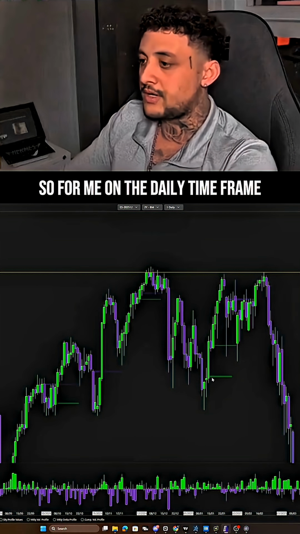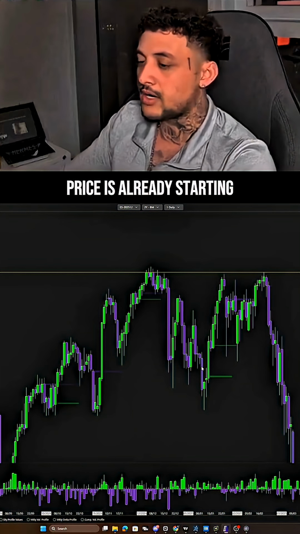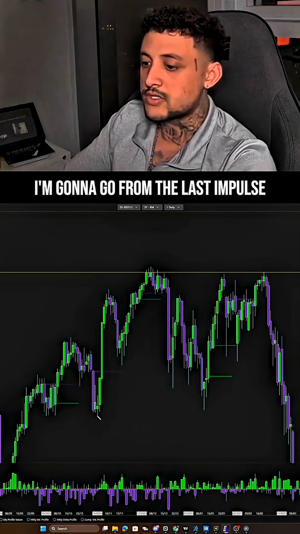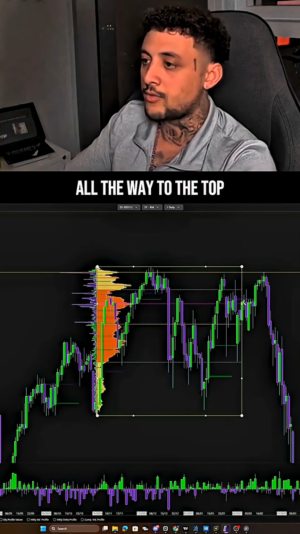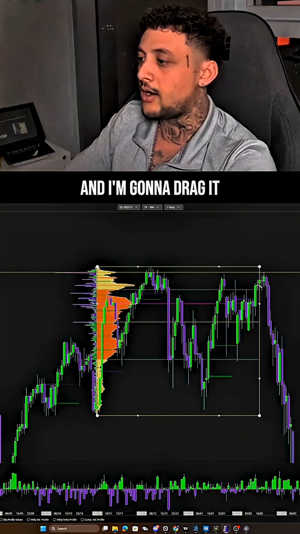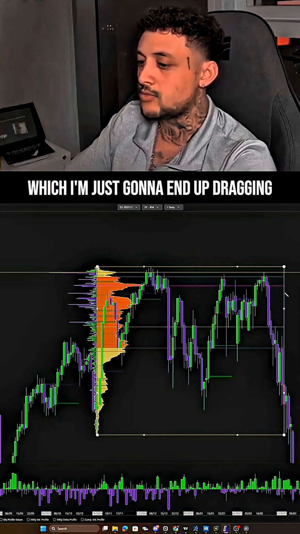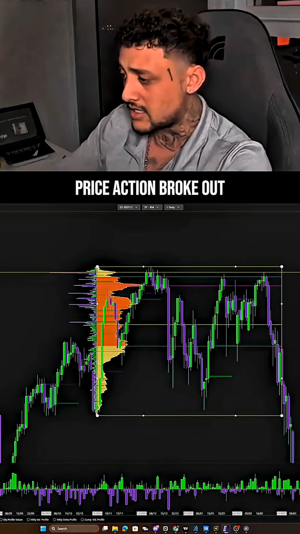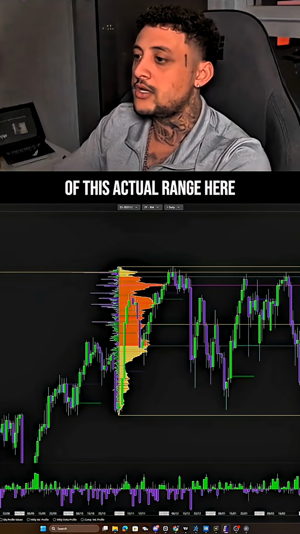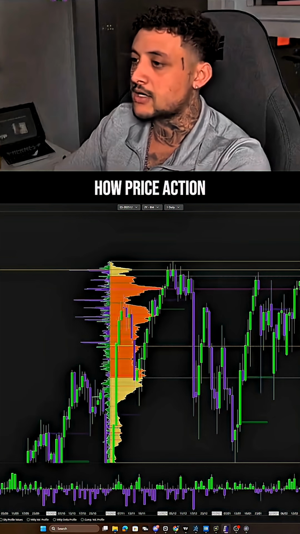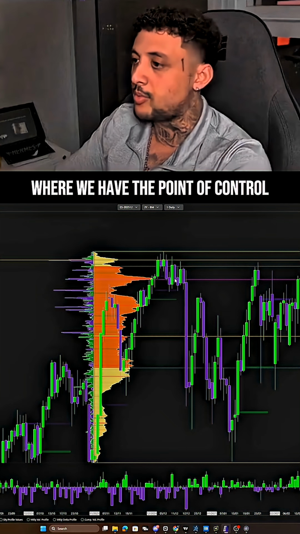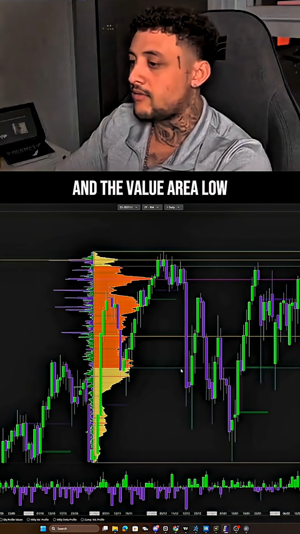So for me on the daily time frame, if I can identify that price is already starting to range here, I'm going to go from the last impulse we saw from the bottom all the way to the top, and I'm going to drag it all the way to relevant price, which I'm just going to drag all the way down until price action broke out of this range here. And then we can see how price action formed the value area high, and much more clearly where we have the point of control, the value area high, and the value area low.